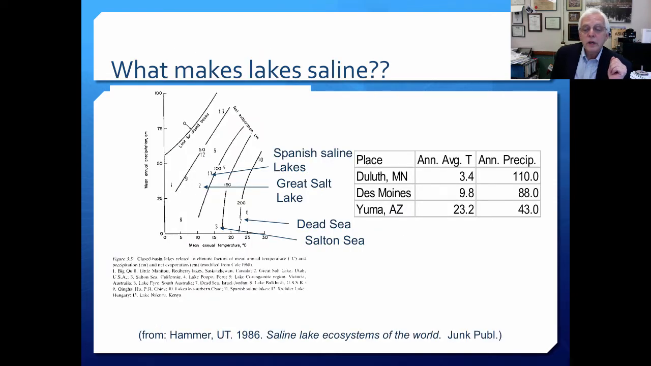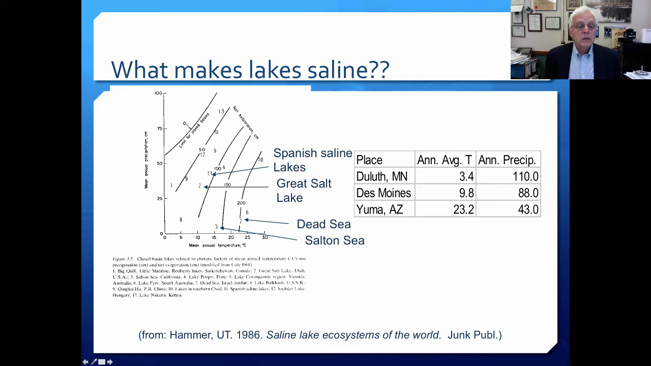So what makes lakes saline? Well, basically, salinity in lakes is driven by temperature and precipitation. Precipitation tends to liberate salts from the landscape and run it into ecosystems. And if the rate of evaporation is extremely high, that is, if the temperature is quite high, then these systems will tend to get very saline.